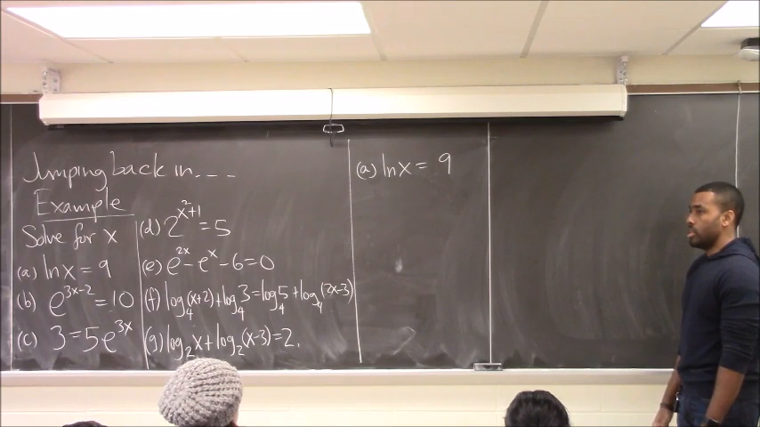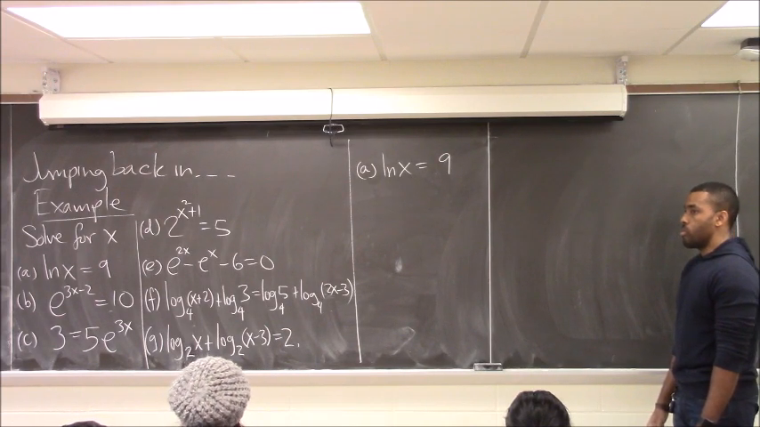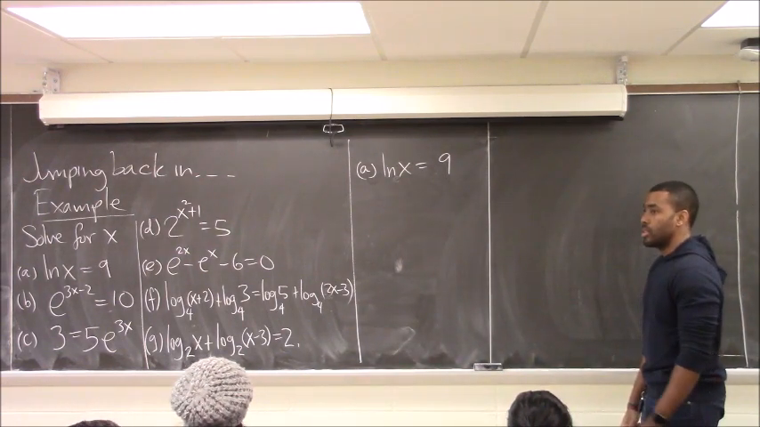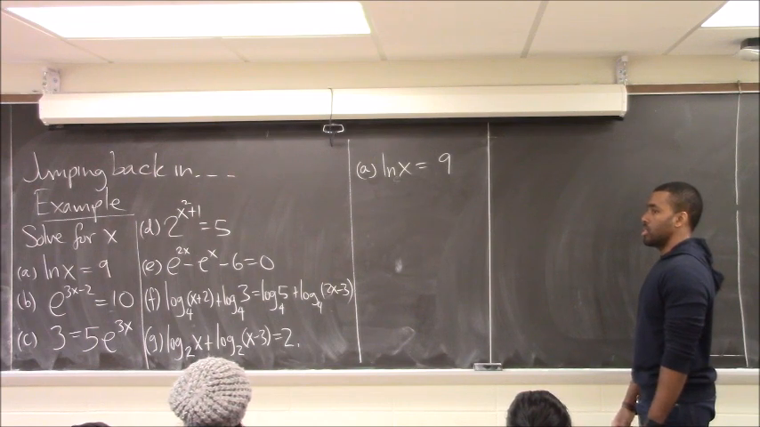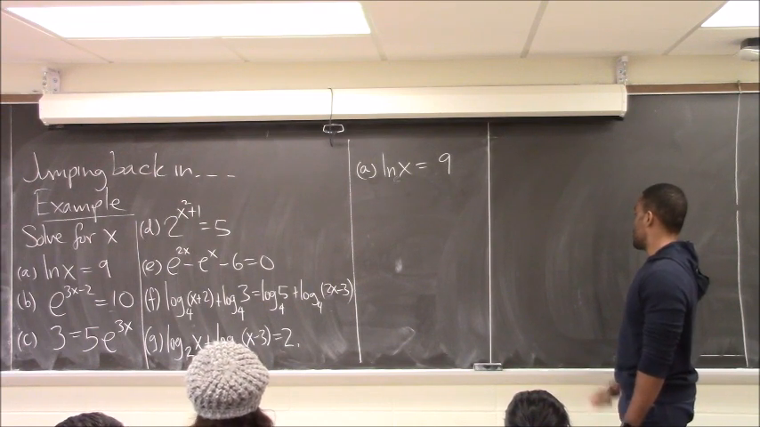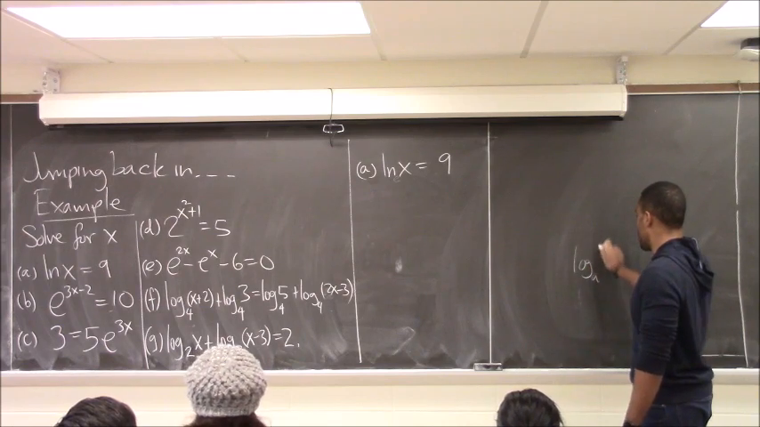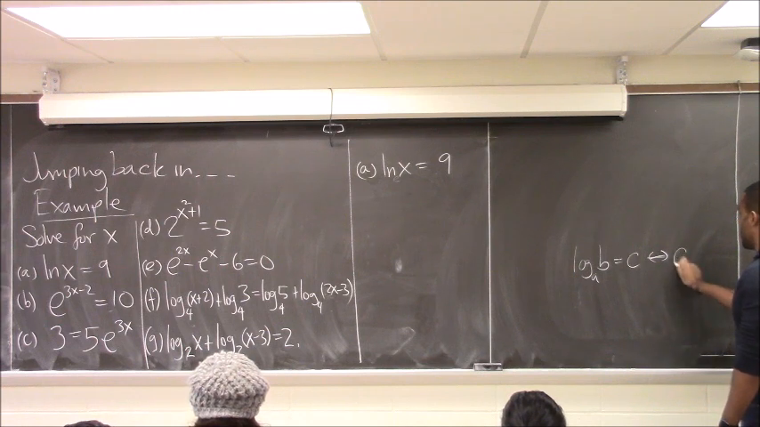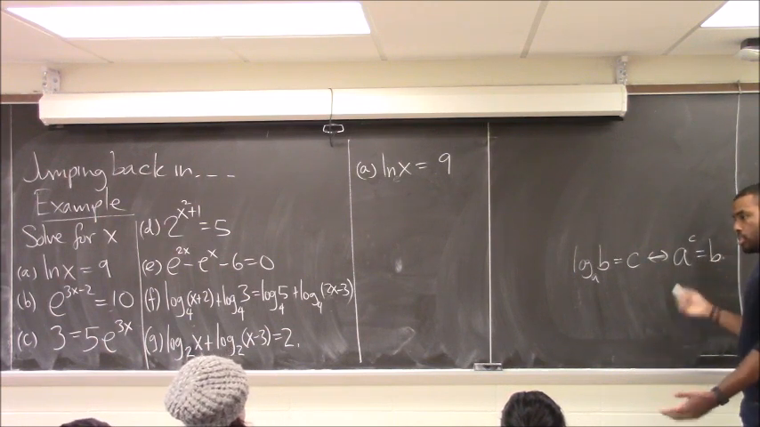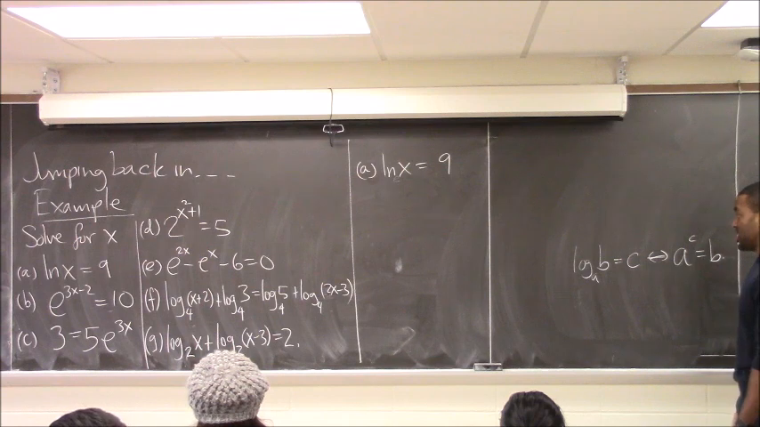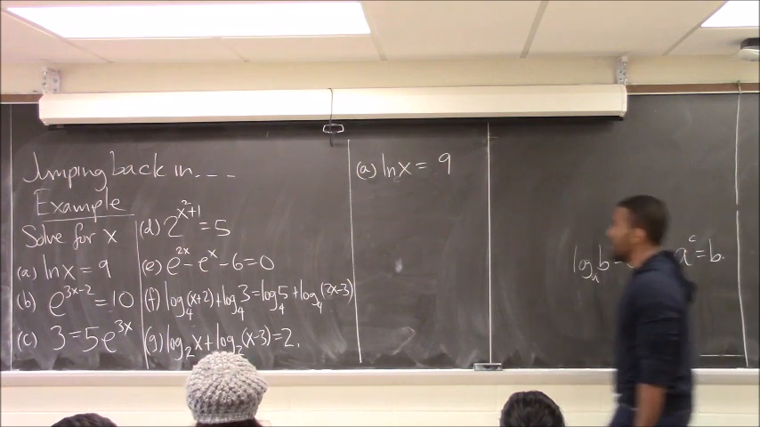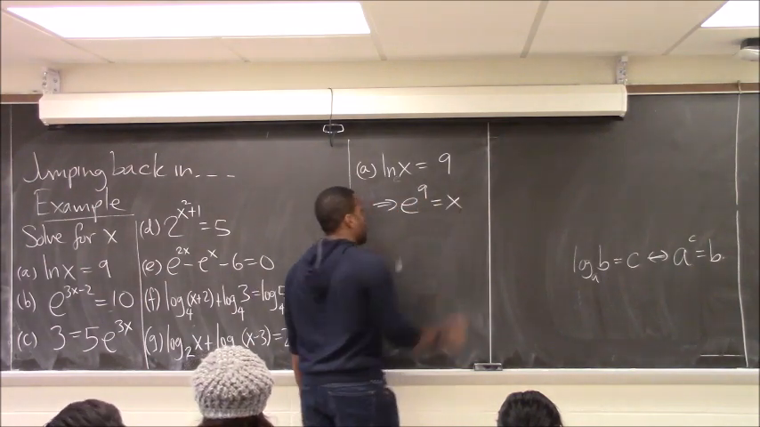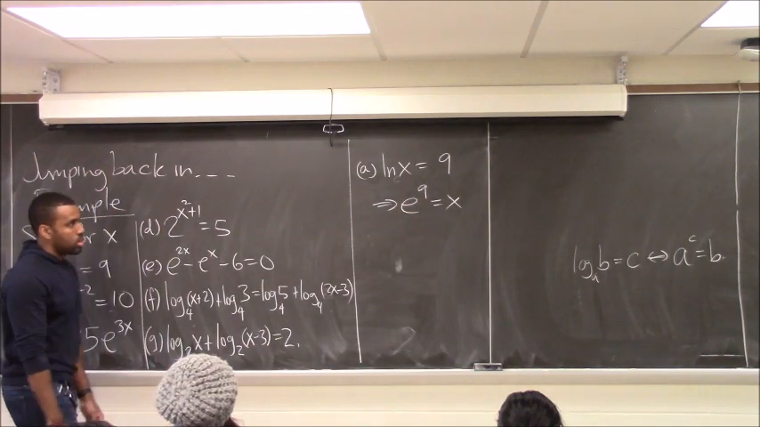Okay, how do you know? ln basically equals log base e. Yeah, the base is e, so there's an invisible e here. There's a rule that says if you have log base a of b equals c, then it means a to the c equals b. Yeah, that's the definition of the logarithm. And so pretty much that's exactly what you have here. You can immediately just jump to e raised to the 9th equals x. So just e to the 9th is x.